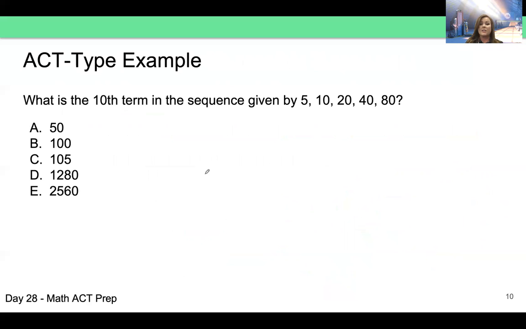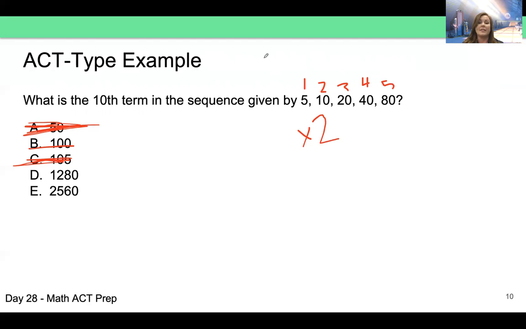Okay, so let's look at this one. If I know this is first term, second term, third, fourth, fifth, the numbers seem to be getting greater. There's no way it can be 50. There's no way. I can almost look at it and already identify the pattern that we're multiplying by 2. So I know it's not this one, and I know it's not this one, because 80 times 2 is 160. It's got to be greater than that. So it's either 1280 or 2560.